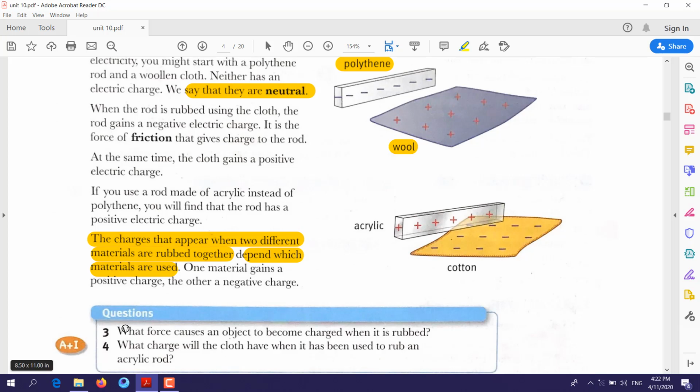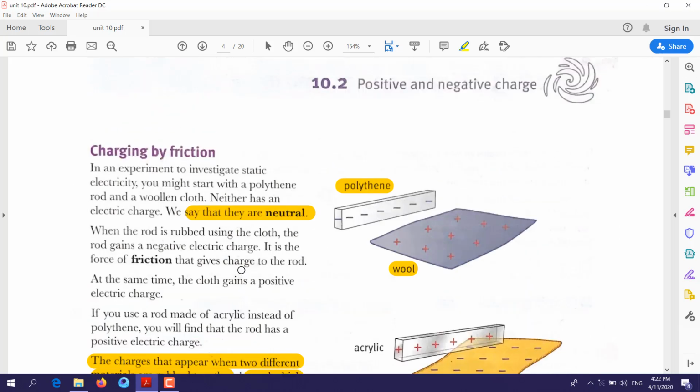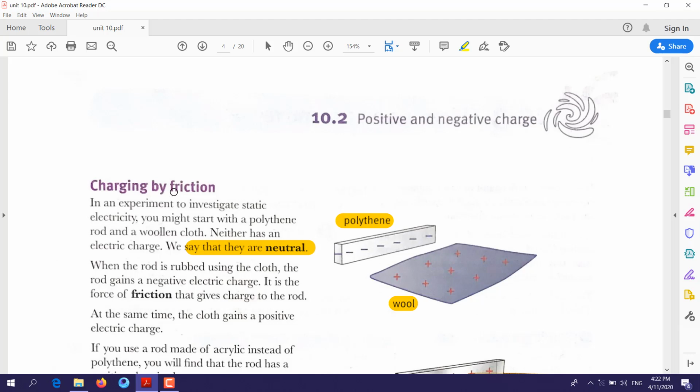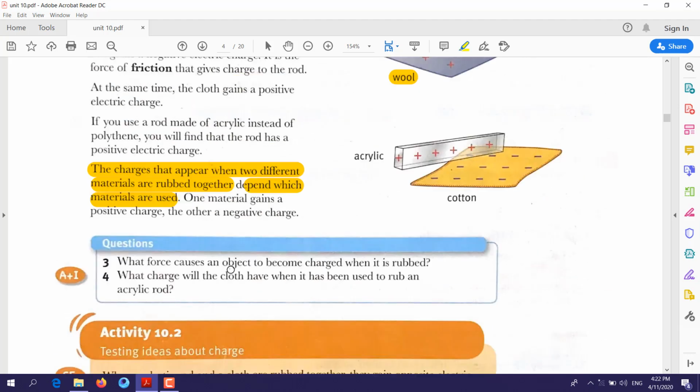Now questions. Question number 3: what force causes an object to become charged when it is rubbed? As we just explained, which force? It will be the force of friction, because they are saying the objects are rubbed, which means rubbing two objects together. When you rub two objects together, you are moving them against each other, so we call this the force of friction.